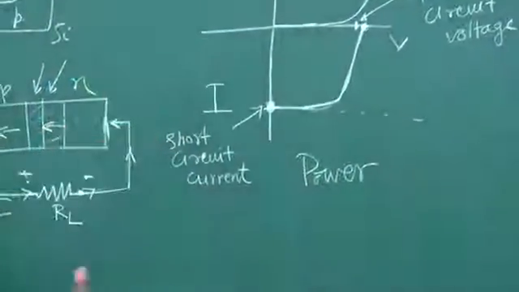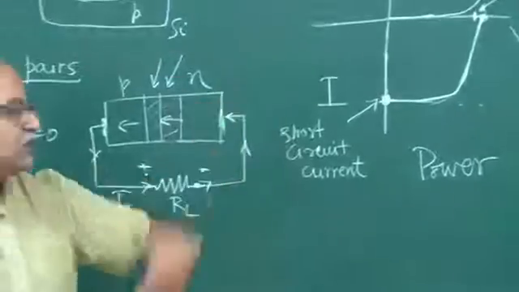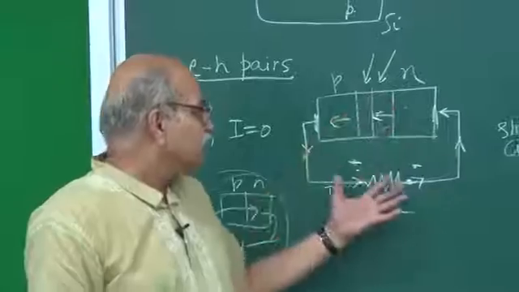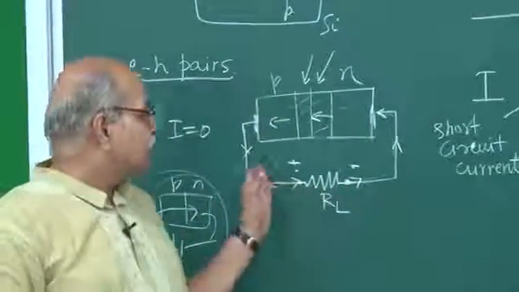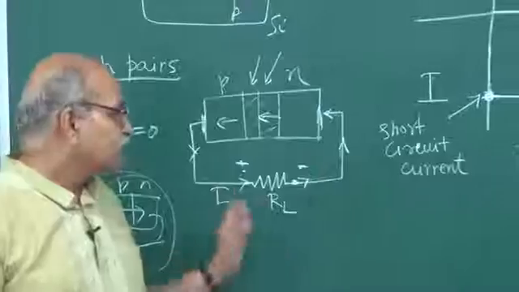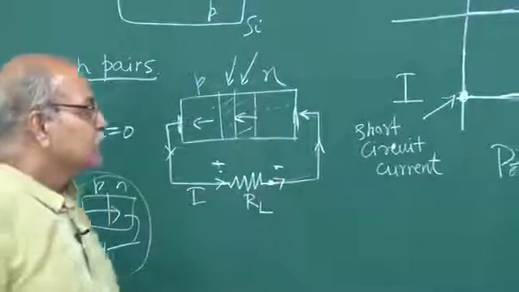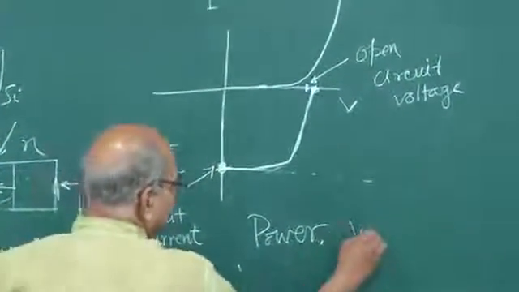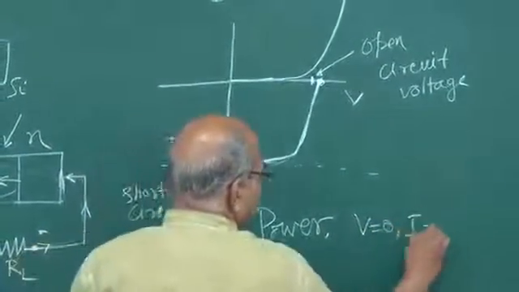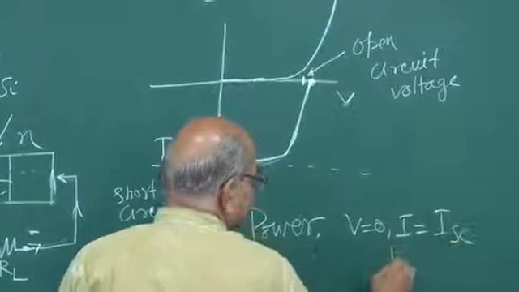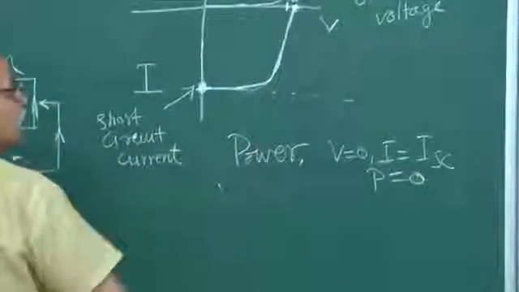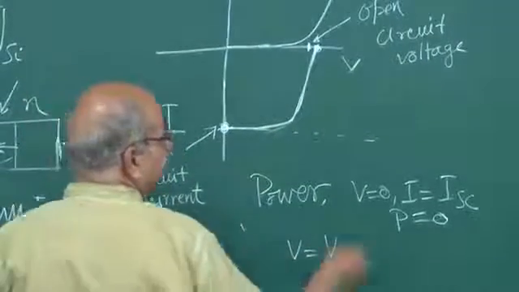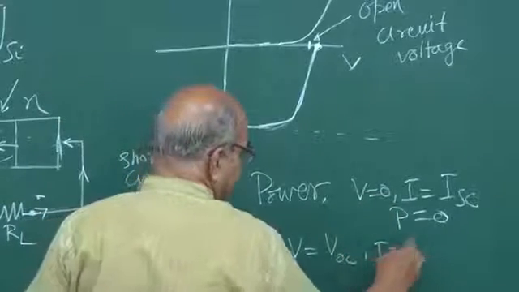From solar panels, what we need is power. So, we have light, normally sunlight, falling on it, and then we put some load here, so that we get some potential difference, we get some current, and so there is power. So, in this case, when V is 0 and I is equal to I short circuit, power is 0. V into I is 0.